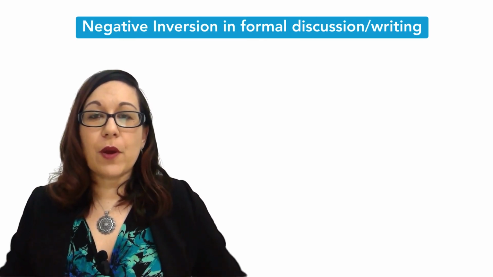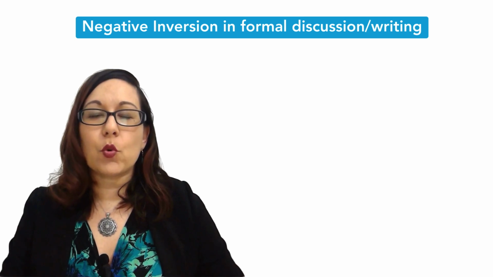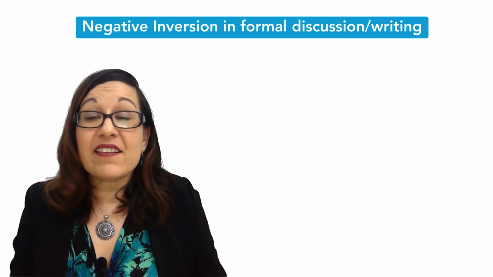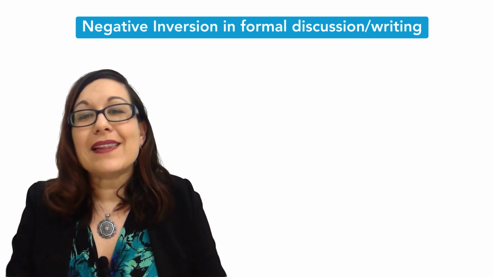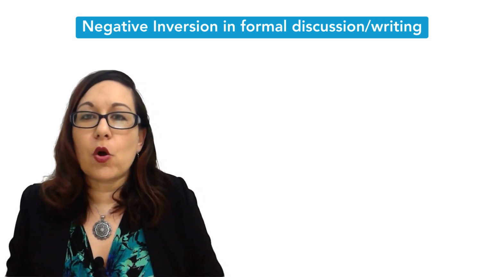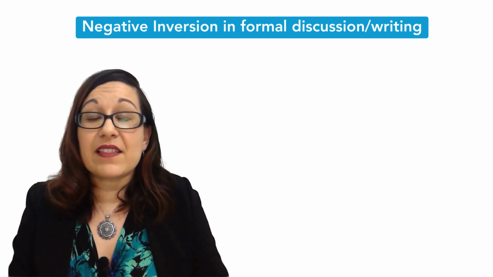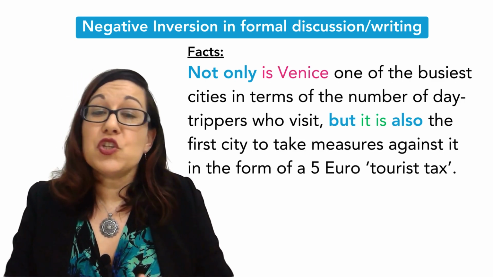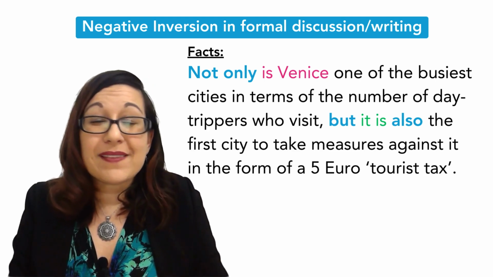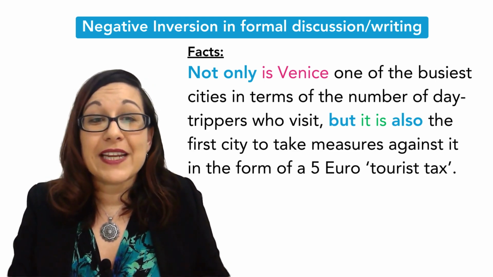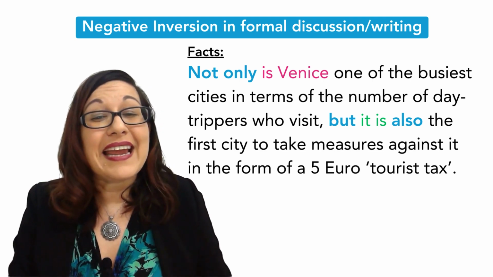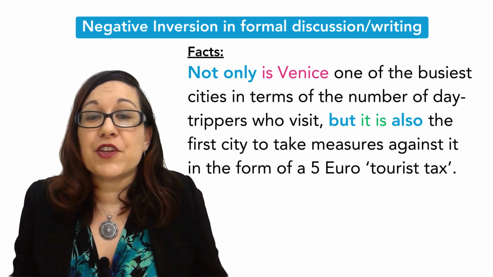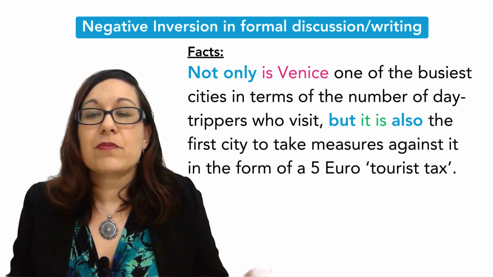Now, I know a lot of you might be preparing for an IELTS exam, or you do a lot of writing at university and you want to be more formal. This is a really nice formal structure. So let's take a look at this not only, but also in the sense of discussing this topic. So let's start with the facts. Now, not only is Venice one of the busiest cities in terms of the number of day trippers who visit, but it's also the first city to take measures against it in the form of a €5 tourist tax. That's our fact.